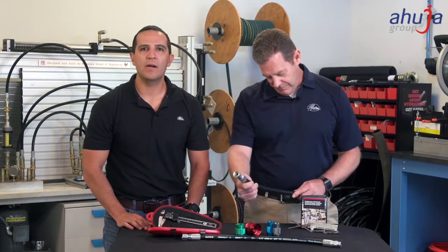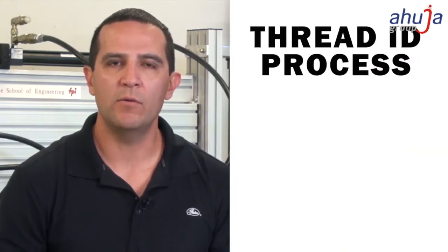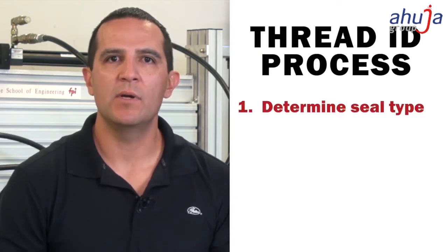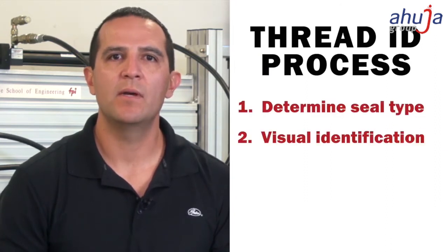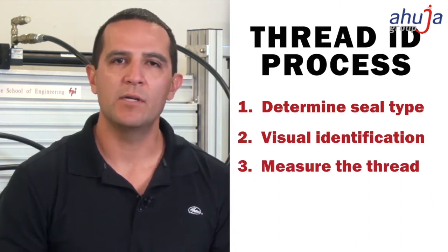After the hose is identified, the thread ends will need to be identified. Gates has a three-step process to help you identify threads and complete a full assembly. First, the seal type must be determined. The second step is to make a visual identification. The third and final step is to measure the thread. In this video, Jason and I will be offering a more in-depth explanation of these steps to help you confidently identify threads and create an assembly.